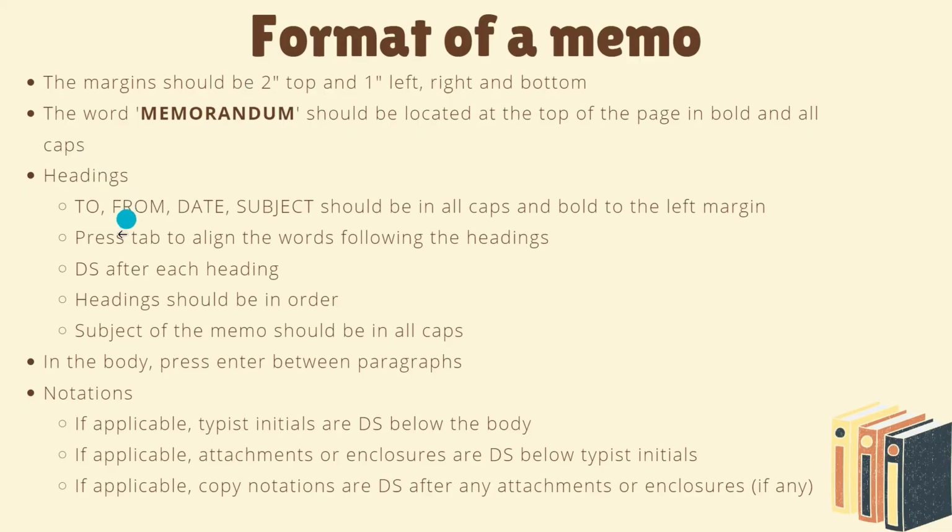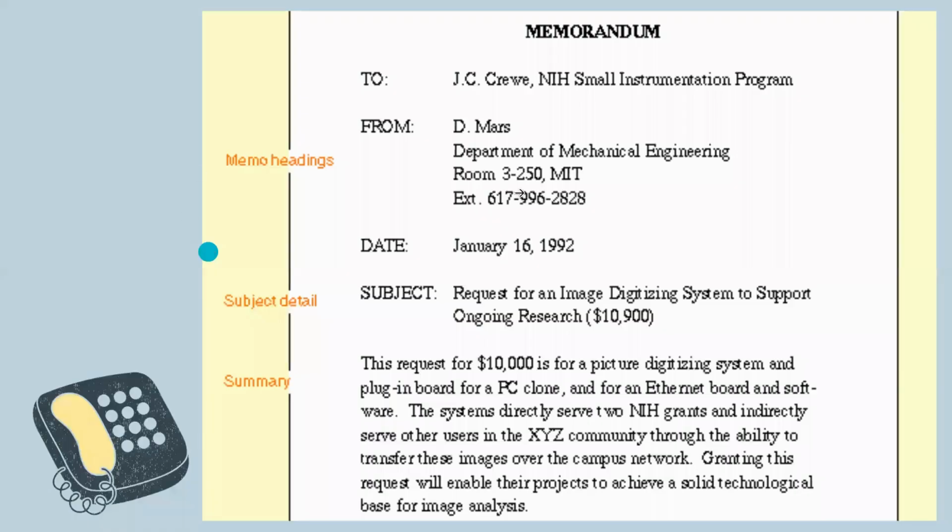The headings, they're actually in order. To, from, date, and subject should also be in all caps and bold to the left margin, like we saw previously. Press tab to align the words following the headings. So in other words, they press tab so that all of these have a straight line.